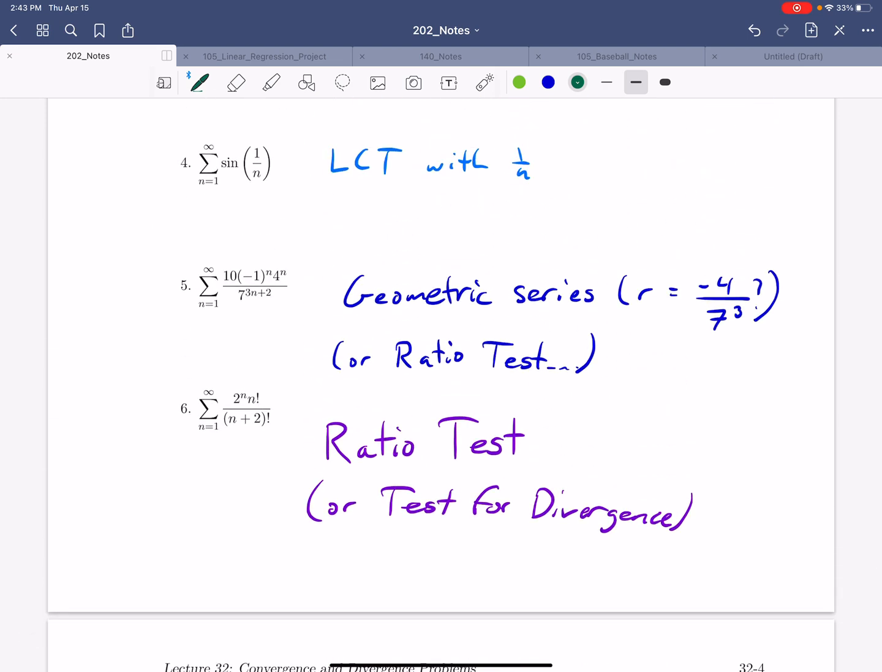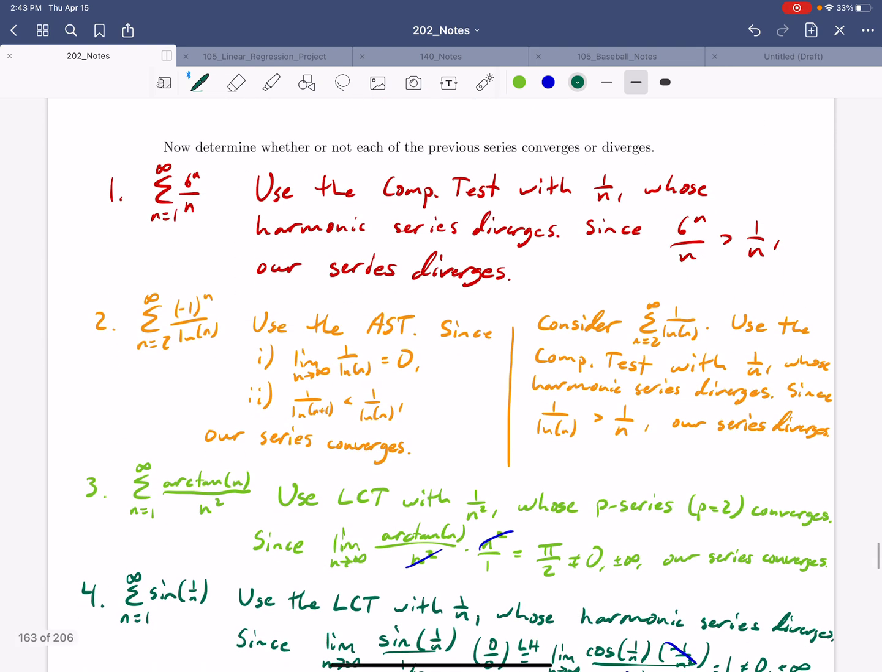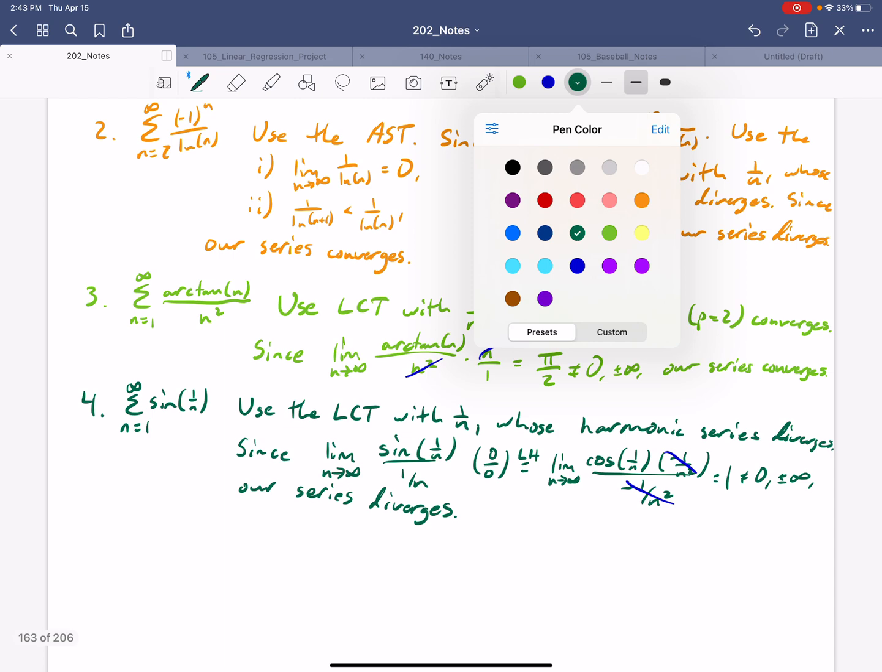Oof, well, there's a mess. 10 times negative 1 to the n over 4 to the n. So, oh my gosh, let's see if I can remember that one.